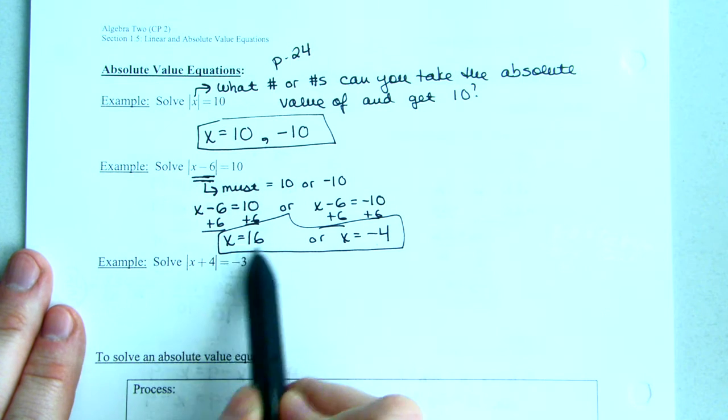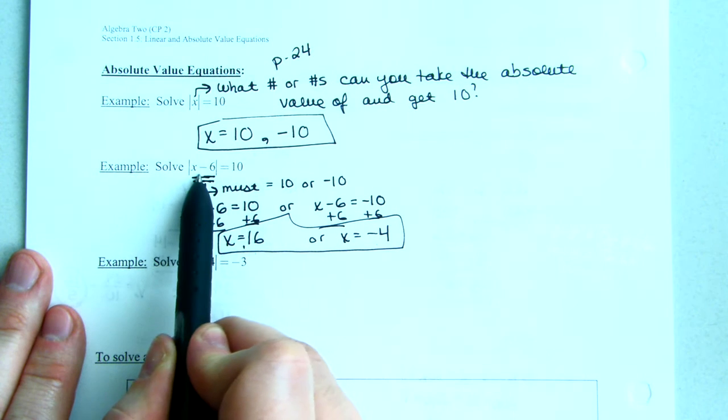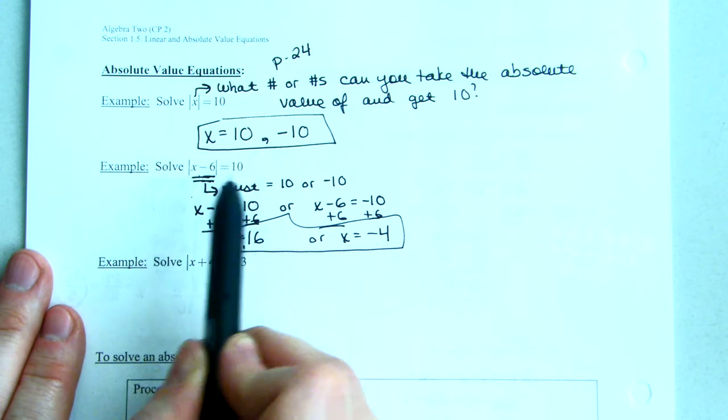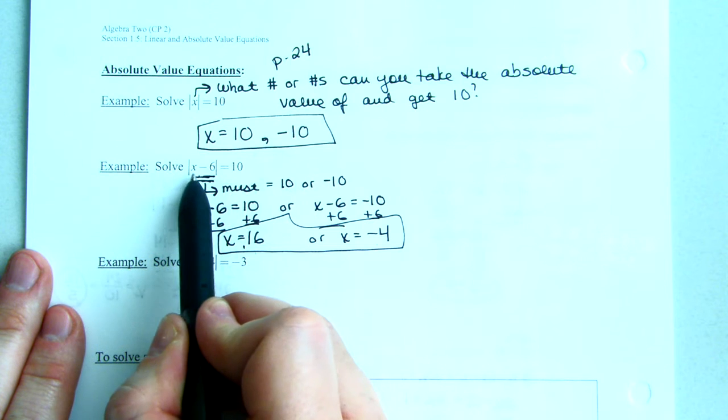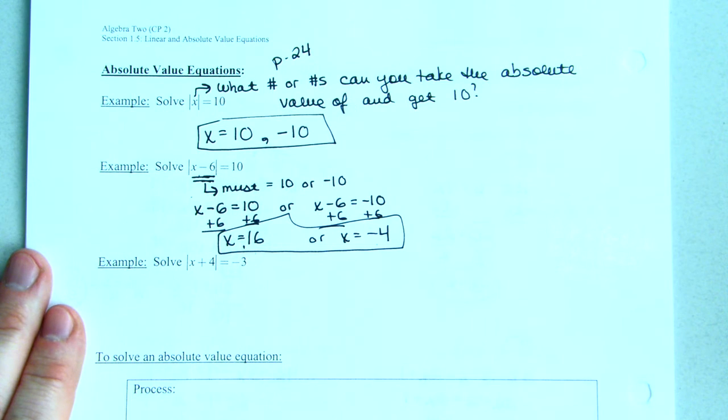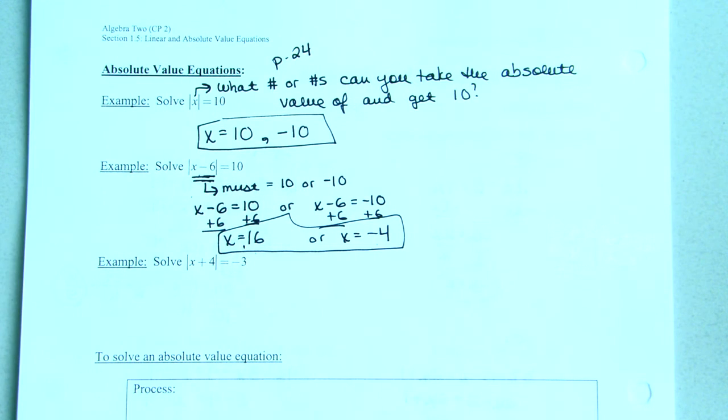You don't believe me? Plug in 16. 16 minus 6 is 10. Absolute value of 10 is 10. Plug in negative 4. Negative 4 minus 6 is negative 10. Absolute value of negative 10 is 10. Those are the two answers.